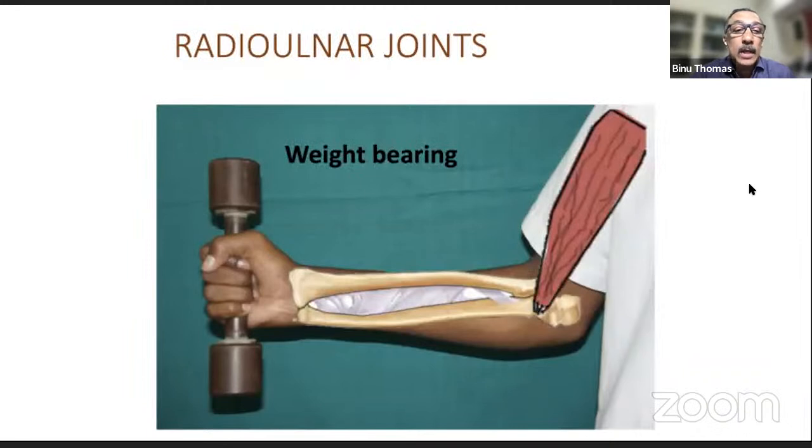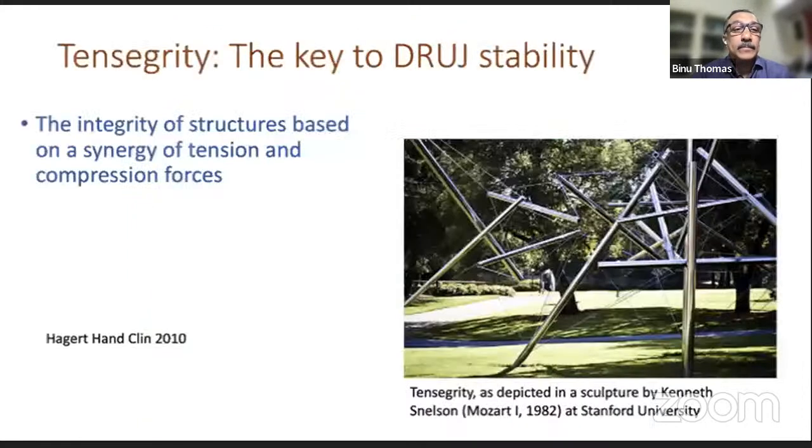You can see through the ulna, it supports the radius. And that's the major problem with distal radioulnar joint pathology: problems of lifting weights.